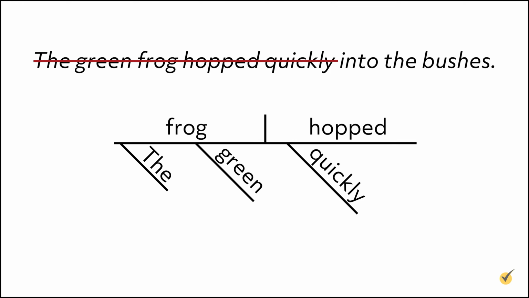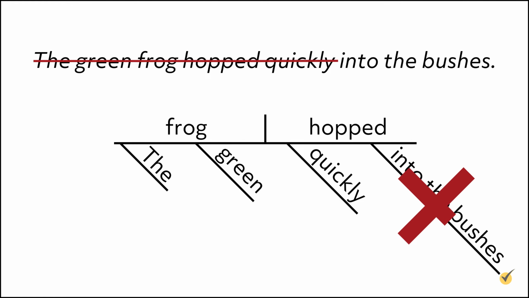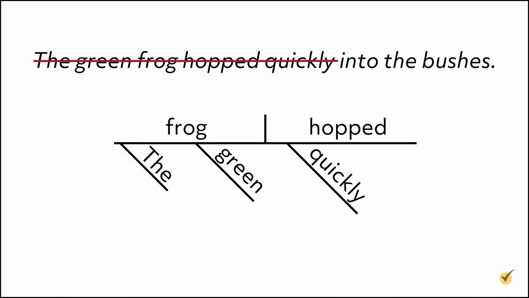Next, let's add the prepositional phrase, into the bushes. This phrase describes where the frog hopped, so it goes under the verb hopped. Now, you might think that we can just put the entire phrase on one big diagonal line under hopped, but take a closer look. Inside the prepositional phrase, there are three parts of speech: a preposition, a noun, and an adjective. We need to diagram this phrase as we attach it to our existing diagram. The preposition into is the word that directly modifies hopped, so that gets its own diagonal line here.